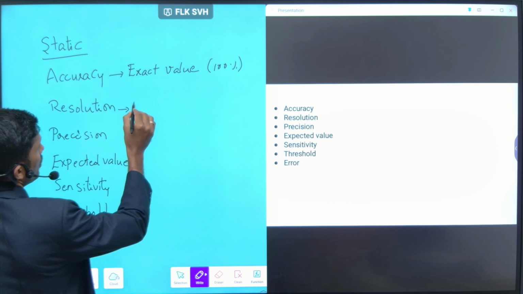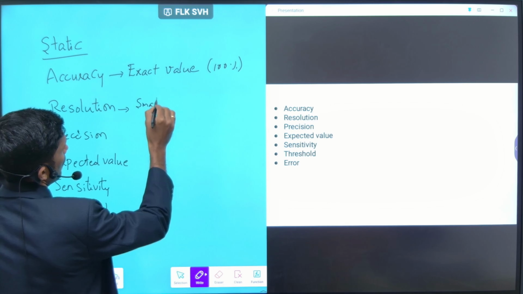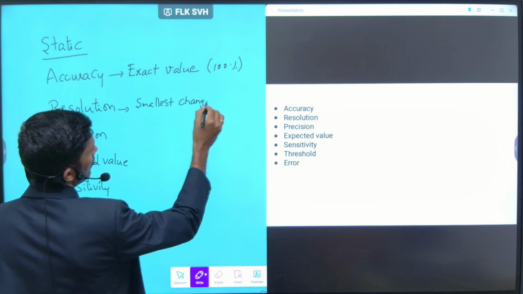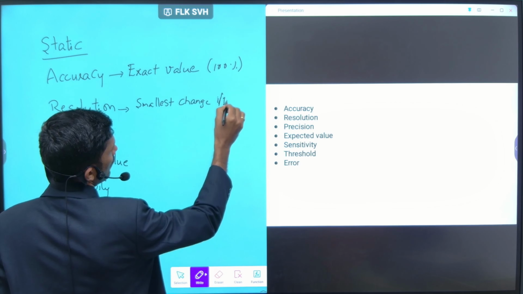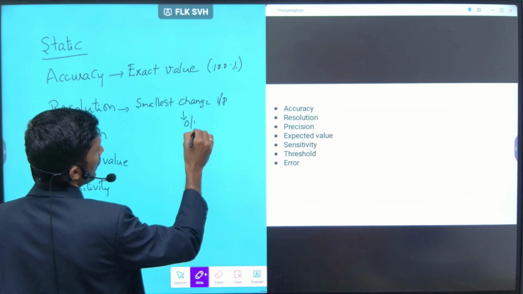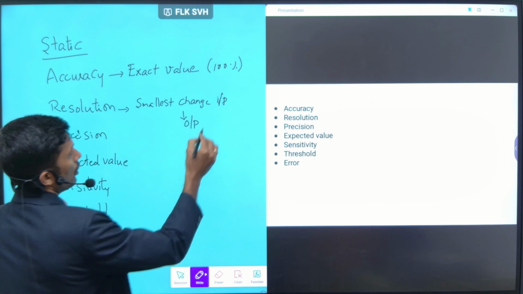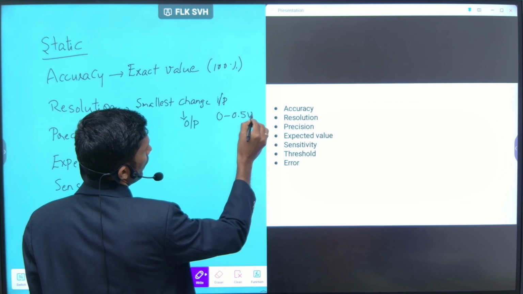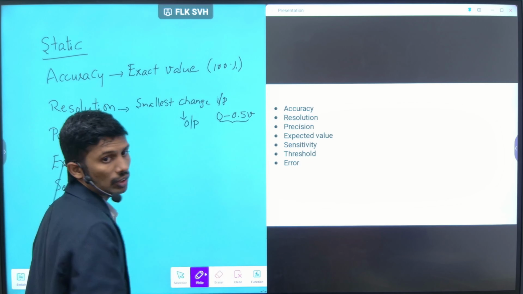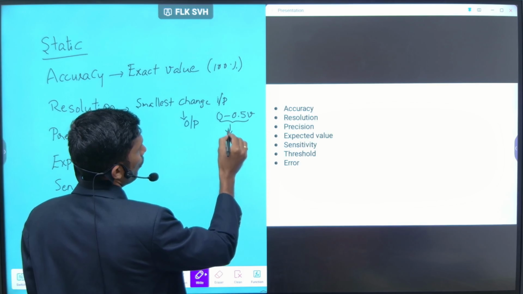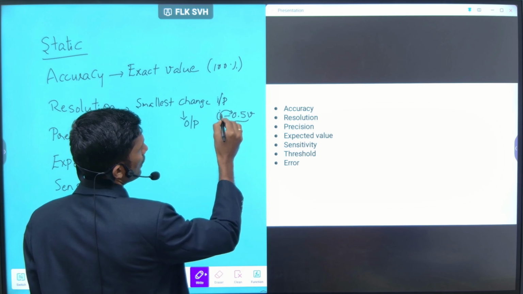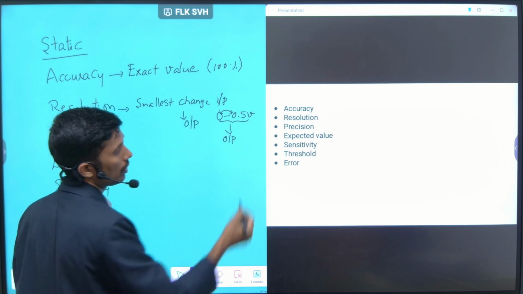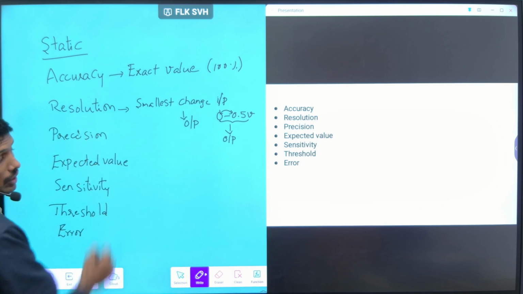Resolution means the smallest change in the input to produce a related output. For example, you can change the input value from 0 to 0.5 volts. It is the smallest change in the input, but whatever change appears in the input can produce a corresponding output value. That is called resolution.